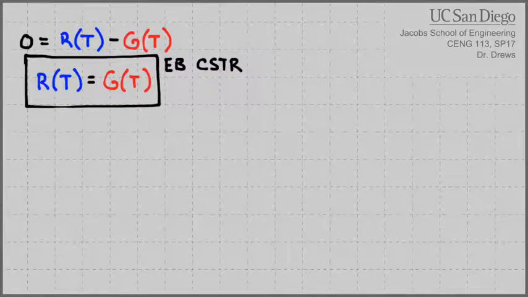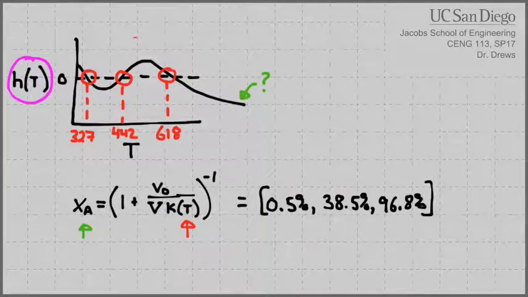So we can make the same kind of plot that we had here, except instead of plotting H of t, we're going to put R of t and G of t on the same axis. And we're going to try to find out where those points intersect.